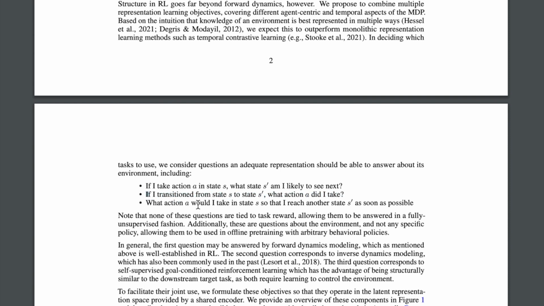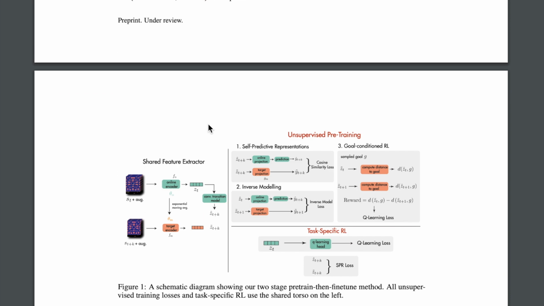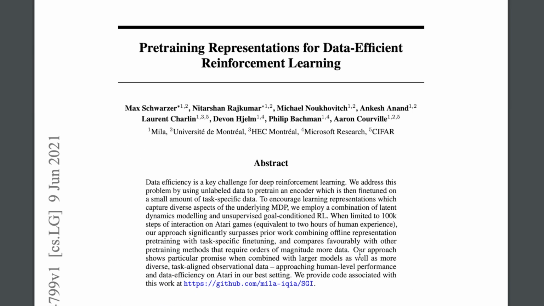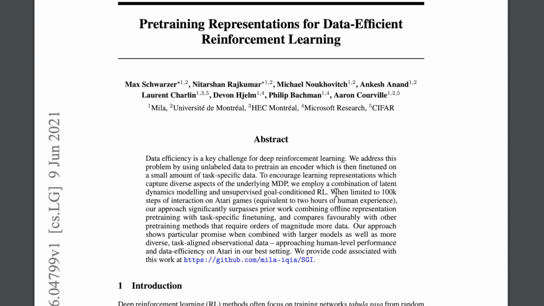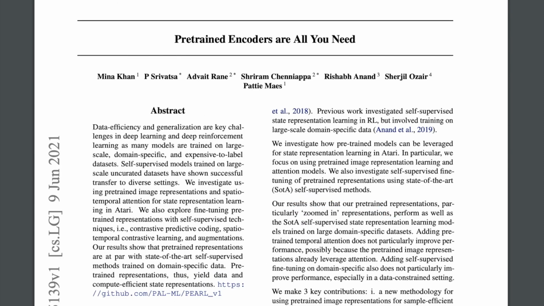What action A would I take in state S so that I reach another state S prime as soon as possible? This is this goal conditioned setting where you want to reach some particular goal. It could be some particular amount of reward or some particular state. So these are different self-supervised learning tasks that they can structure to improve the representation learning, and particularly this benchmark of Atari with 100,000 steps of interaction, which is equivalent to 2 hours of human experience, and overall learning to learn fast with reinforcement learning agents.